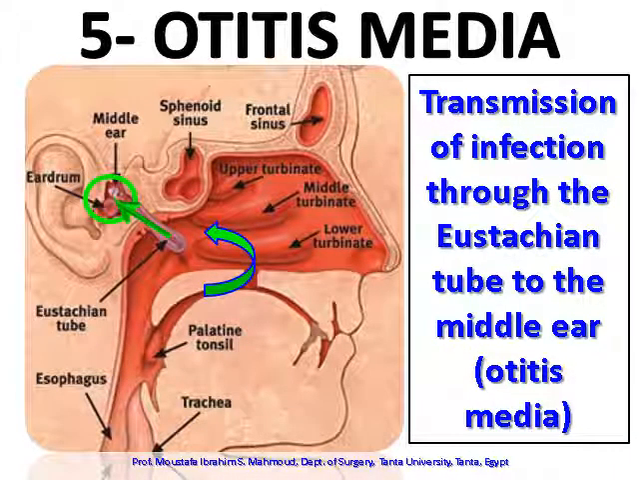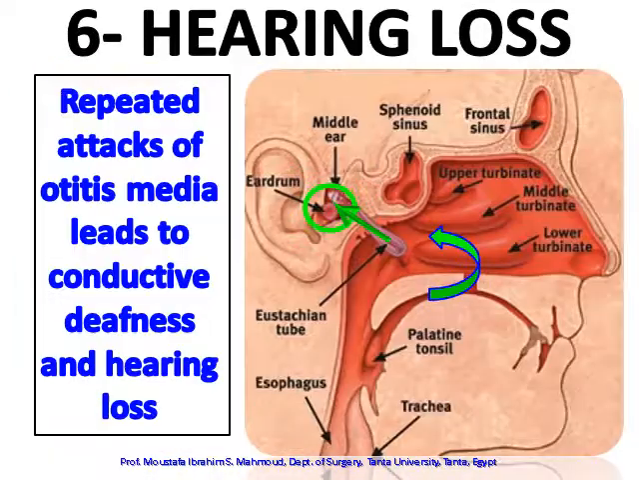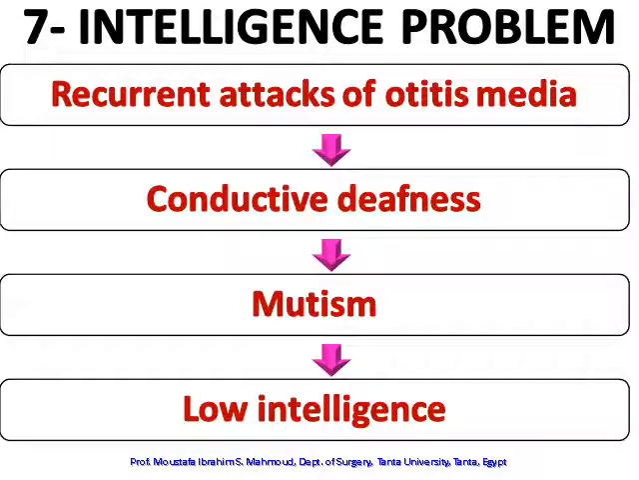Transmission of the infection through the Eustachian tube to the middle ear leads to development of otitis media. Repeated attacks of otitis media lead to conductive deafness and in turn hearing loss. Conductive deafness will lead to mutism, and the baby having conductive deafness and mutism will have low intelligence.